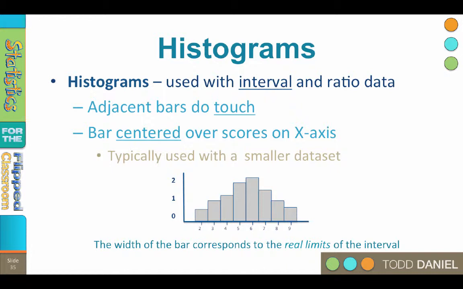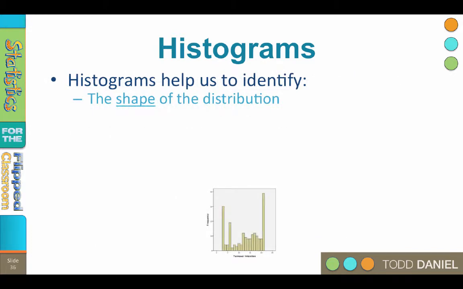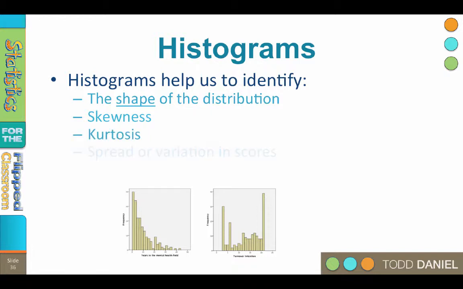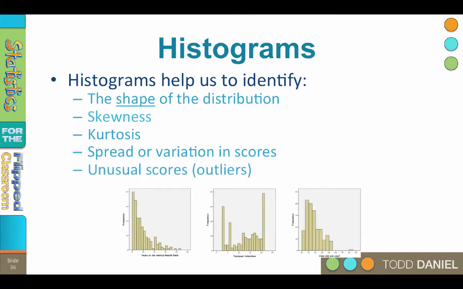So, for example, the bar for the number 4 actually includes all data points from 3.50 to 4.49 because of rounding. The edges of the bar will be at those points. So histograms help us to identify the shape of a distribution, such as when it is bimodal, skewness, such as a positive skew, kurtosis, the spread or the variation in the scores, and unusual scores or outliers.